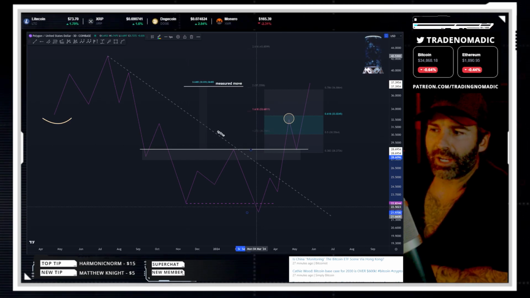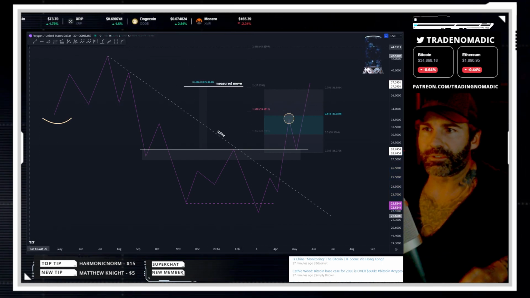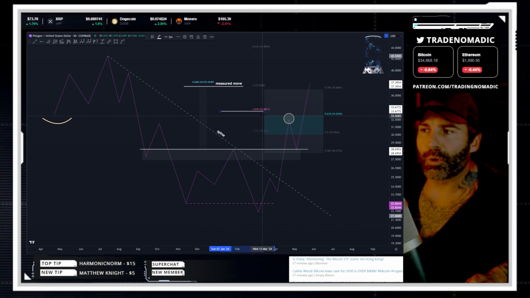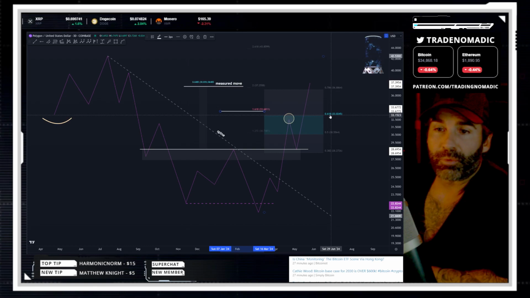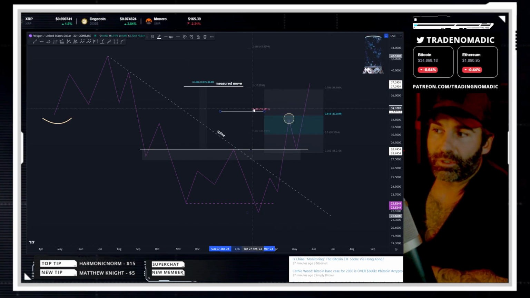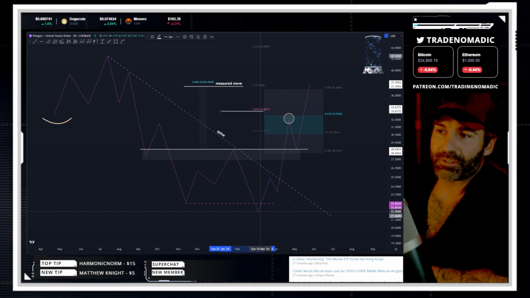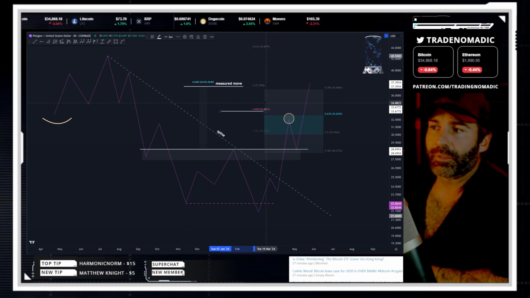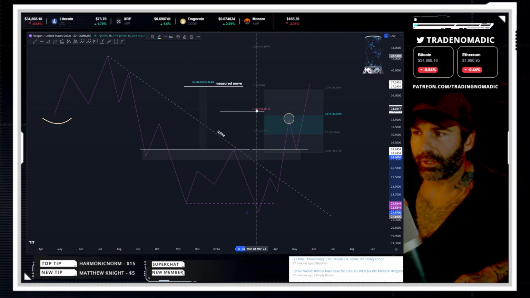But you want an extension of this leg here, and you'd target the 1618. Now, if you notice, most times the 1618 is going to be lined up with the 618. The 1618 extension lines up with the 618 retracement of the top to the bottom. So that would be another target.